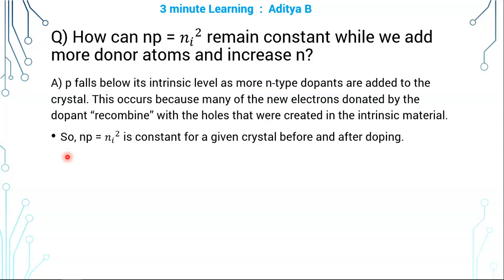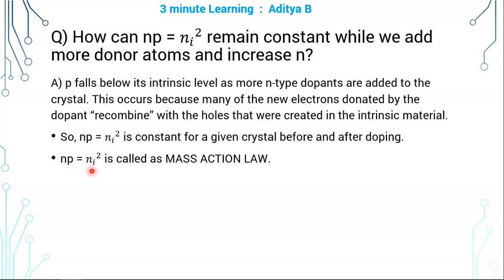So we can say that the number of holes decreases after doping. Why? Because doping introduces only electrons. Prior to doping, the same number of electrons and holes are present. After doping, we are introducing only electrons because each donor atom gives one free electron. Some of these electrons recombine with the existing holes, so holes decrease. The product n into p will still remain constant and is equal to ni square.